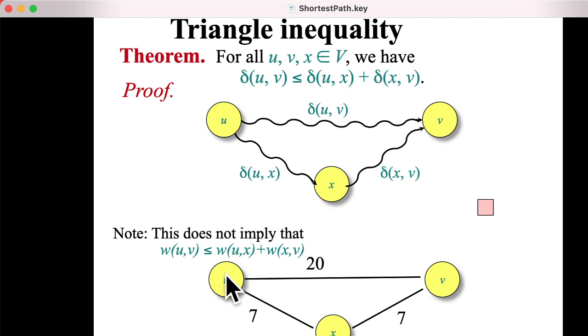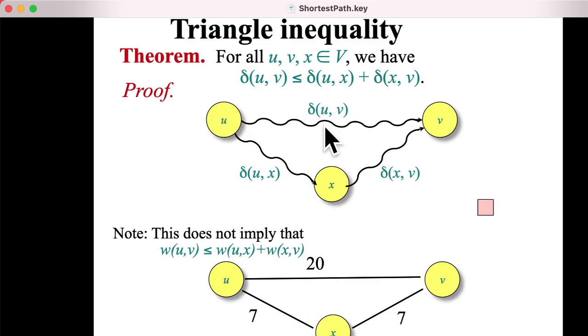And just note that in this triangle inequality, delta is the length of the shortest path. It definitely doesn't mean that if I just look at the edges that immediately connect U to V, U to X, and X to V, the weights of each individual edge could be anything you want. So it does not imply that the weight of this edge must be smaller than the sum of the weights of these two edges. 14 is smaller than 20. Make sense? You see the difference between the two examples?